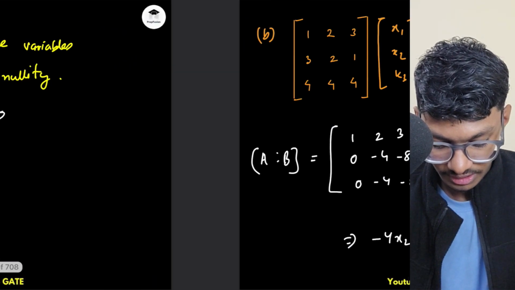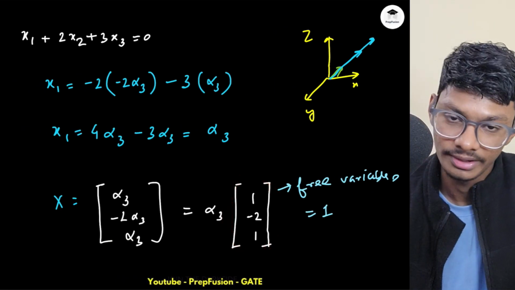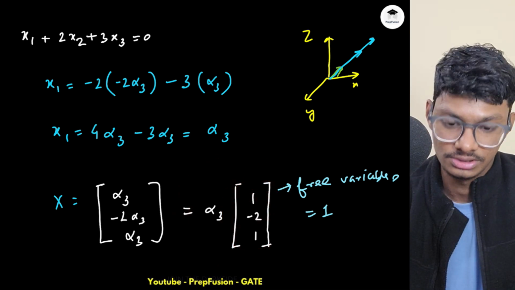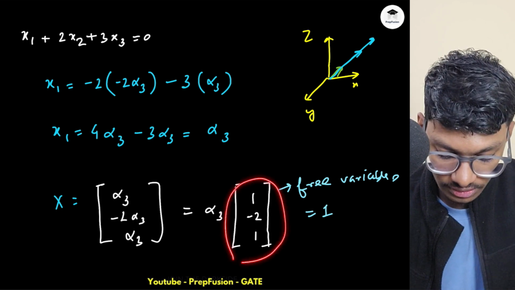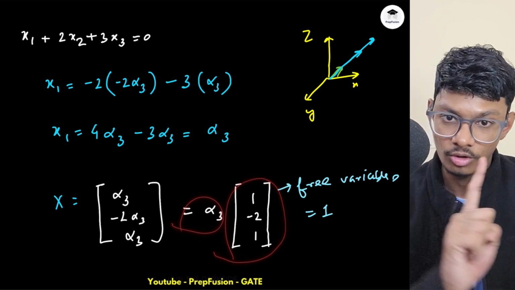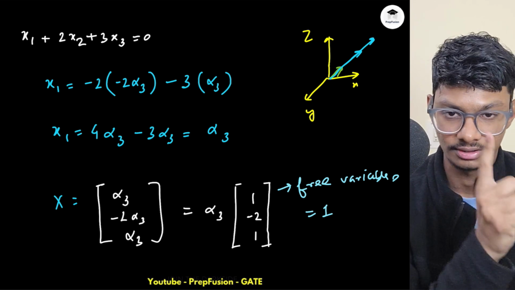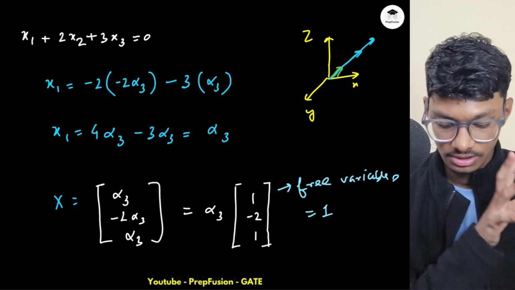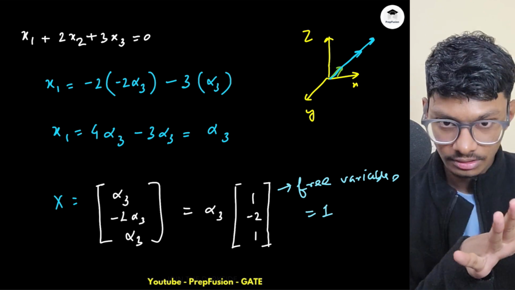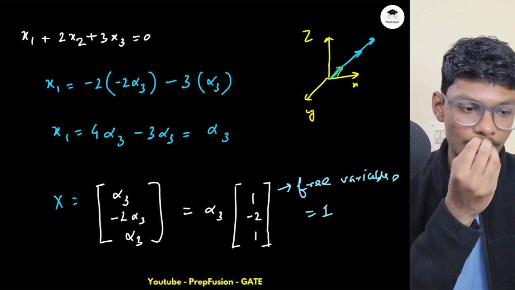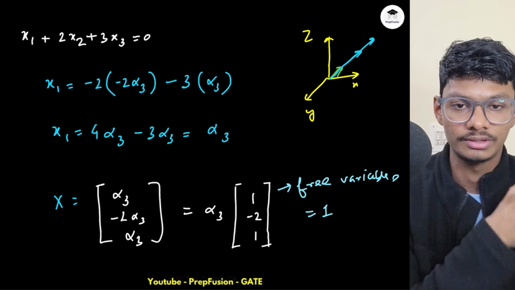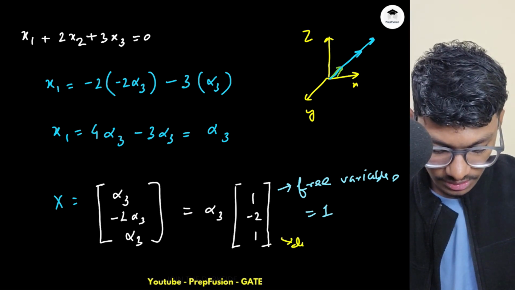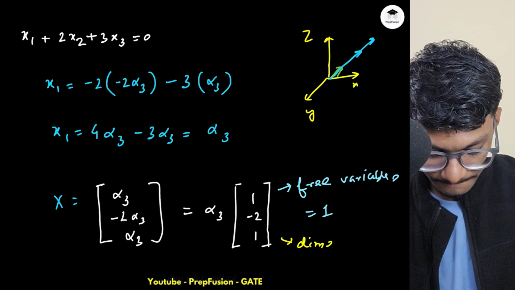So the basis of this vector will be only this 1, minus 2, 1, because with this I can represent this whole vector space. I will only need one vector. One distinct vector is enough to represent this whole space, because this is only representing this line. If I take 1, minus 2, 1 as a basis vector, then multiply it by 2, 3, 4.5, 3.5, and that will cover this whole vector space. That's why the dimension is 1 in this case.